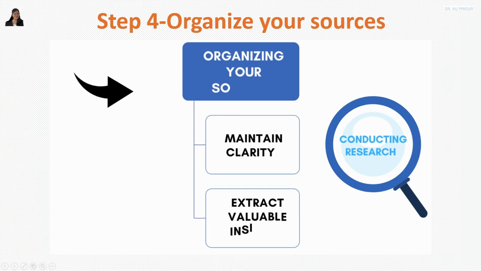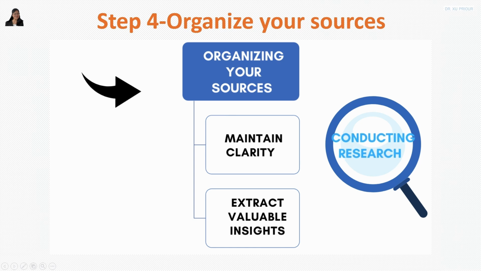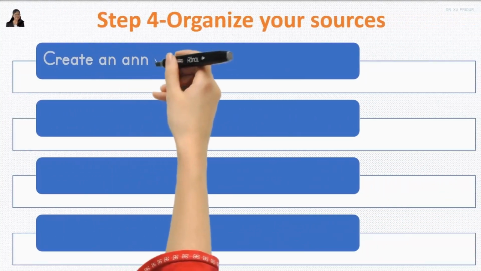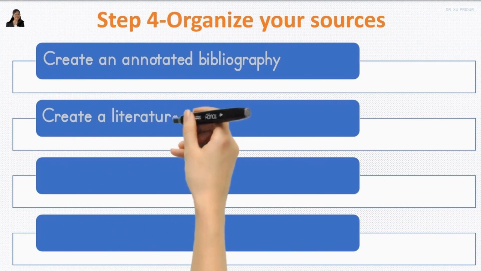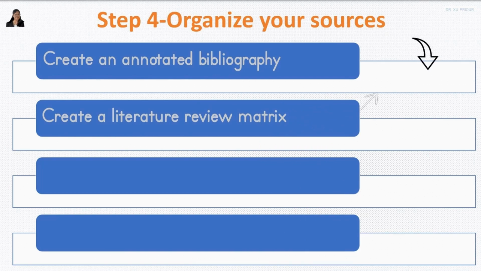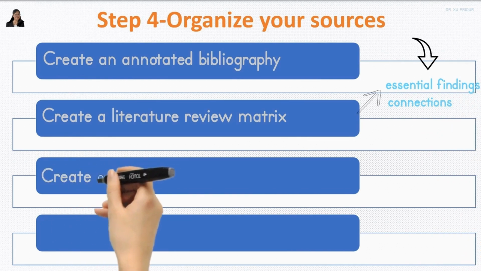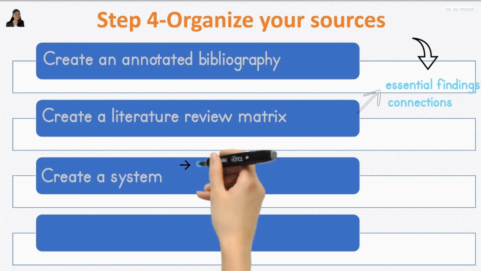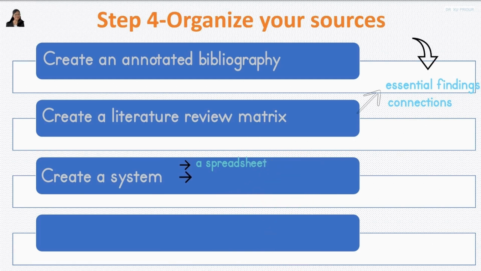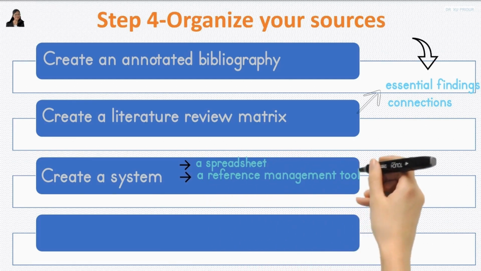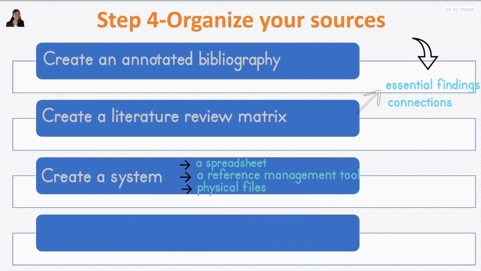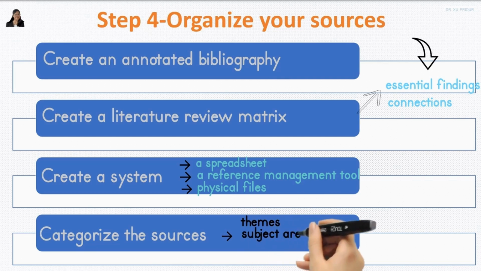When conducting research, organizing your sources is a crucial step to maintain clarity and extract valuable insights. To achieve this, creating an annotated bibliography or a literature review matrix will prove invaluable, which can help you keep track of essential findings and connections between sources. The key is to create a system to organize your sources effectively. This could be through a spreadsheet, a reference management tool, or physical files. Categorize the sources based on themes, subject areas, or any other relevant criteria that will facilitate easy retrieval.